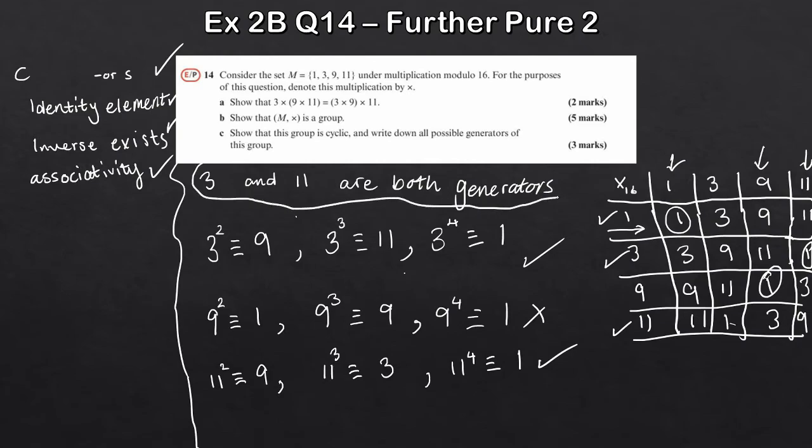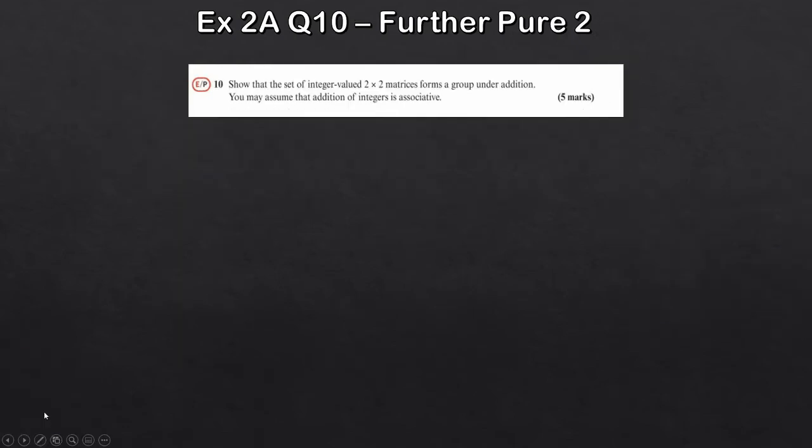So obviously I've done the question beforehand, but to actually check, you've got to go through each one. So check 1 squared, 1 cubed, 1 to the power of 4, 3 squared, 3 to the power of 3, 3 to the power of 4, and do the same with 9 and 11. And obviously it only works for 3 and 11, so therefore the possible generators are 3 and 11. So there you go. And that's this question fully done. So if we just quickly clear all this, we'll move on to the final question.